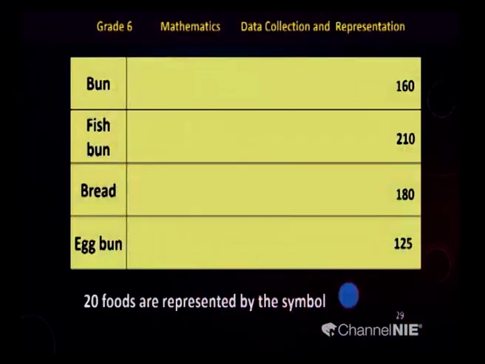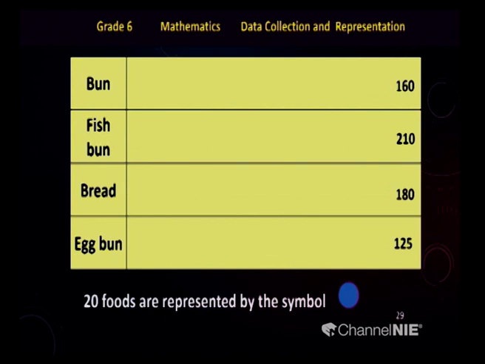Okay, if we want to represent 5 foods, how to represent it? That is a quarter of a circle. If we fold this circle again, this is a quarter. A quarter represents 5 foods. We will see how to represent these foods in this picture graph. First one, bun. How many buns can you see? We have to represent 160 buns.